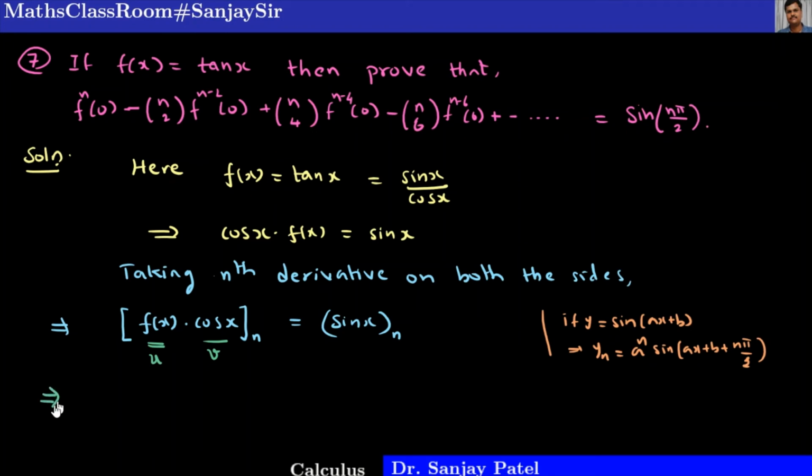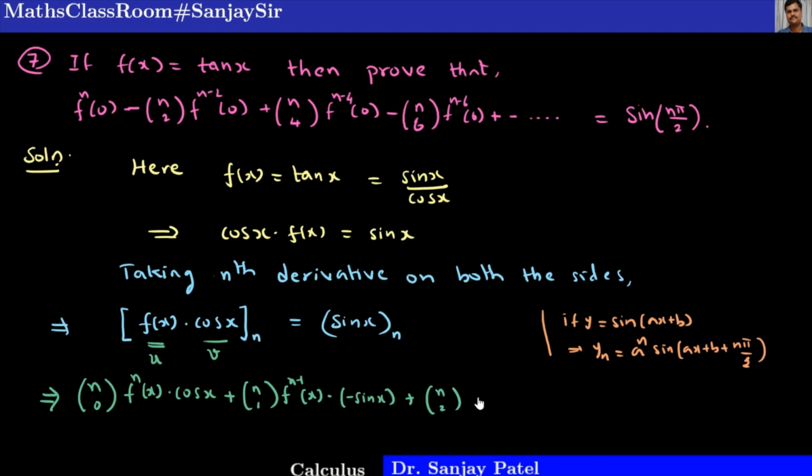So applying the Leibniz theorem, the first term is nC0 u_n, that is f^n(x), into the function v as it is, that is cos x, then plus nC1, one less, f^(n-1)(x) into the derivative of cos x, minus sin x, plus nC2 f^(n-2)(x) into the derivative of minus sin x, which is minus cos x, plus, let us write some more terms, plus nC3 f^(n-3)(x) into the derivative of cos x, which is minus sin x, so minus minus plus sin x, so plus and so on.